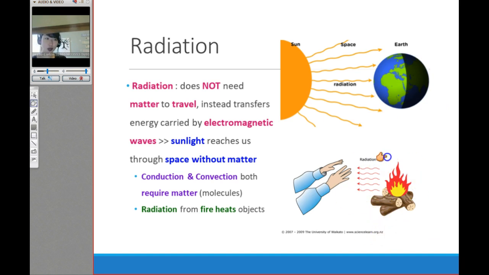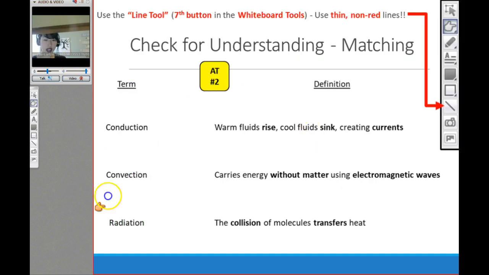Okay, the same thing happens when you're next to a fire. Even if you're not touching the fire, you can still feel the warmth from the fire. Okay, let's make sure that this makes sense. Go ahead and match these up. Grab your whiteboard tools, match these up.